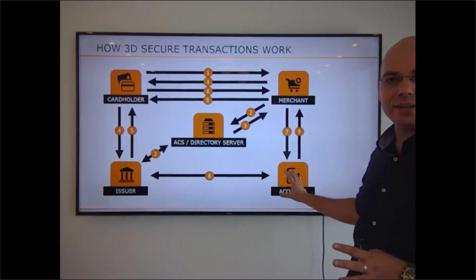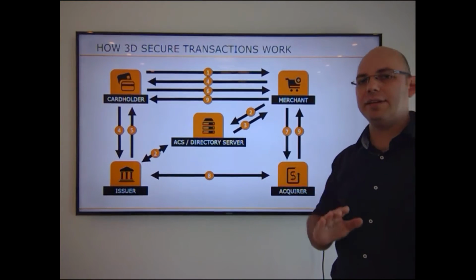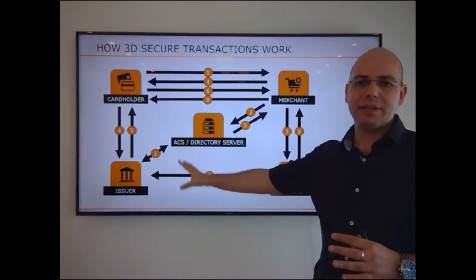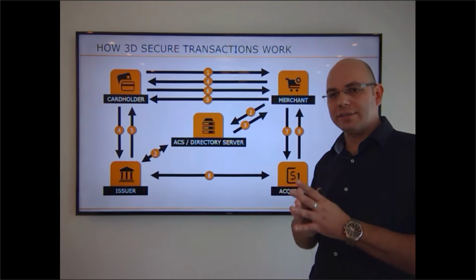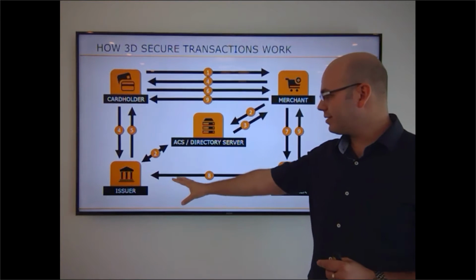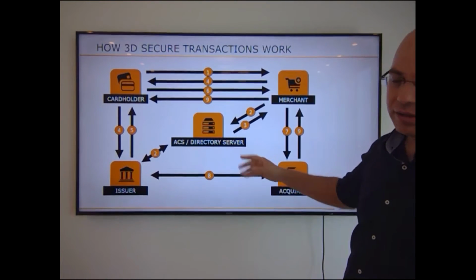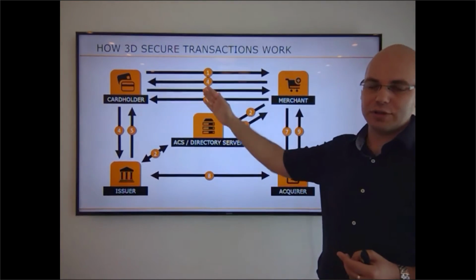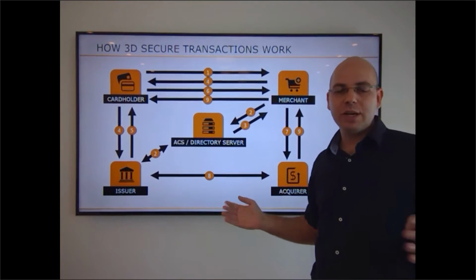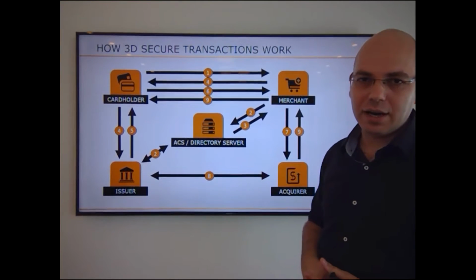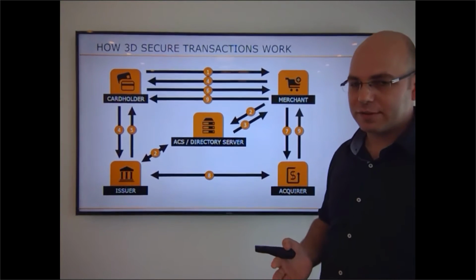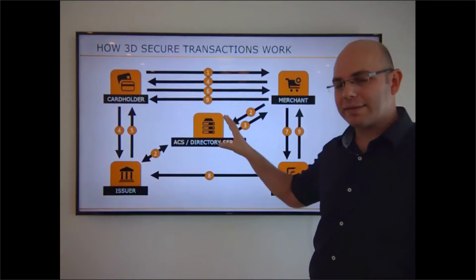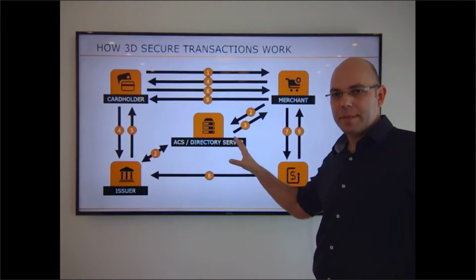The acquirer does exactly the same thing from this stage as with non-3D Secure transactions. They go back to the issuer and ask if the transaction should be authorized, and the issuer authorizes the transaction or not, and the response goes back to the cardholder via the merchant. And hopefully the cardholder receives the goods or services. So as you can see, this is a much more complex and time-consuming process.